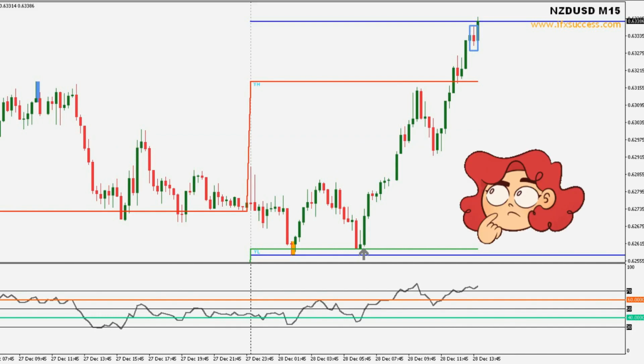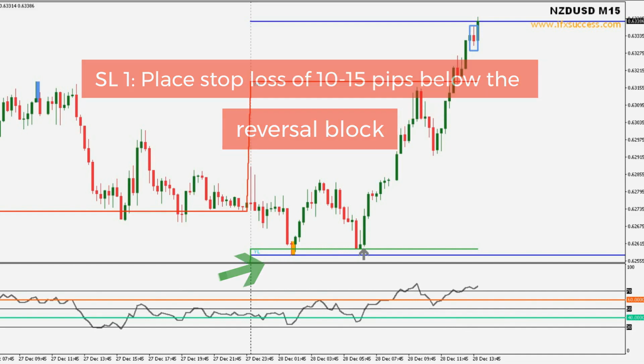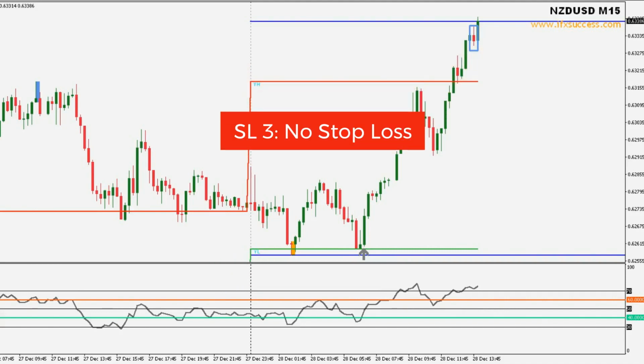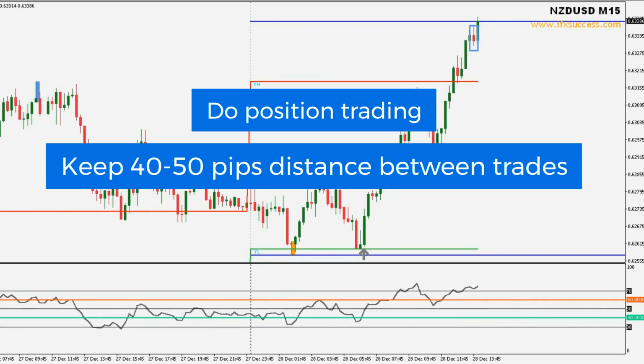What about a stop loss? Option 1, place a stop loss order below the reversal block about 10 to 15 pips. Option 2, wait until a candle closes below the reversal block. Option 3, no stop loss placement. Do position trading and re-enter at a lower price. Keep in mind to keep 40 to 50 pips distance between trades.